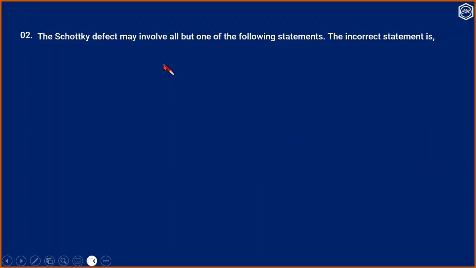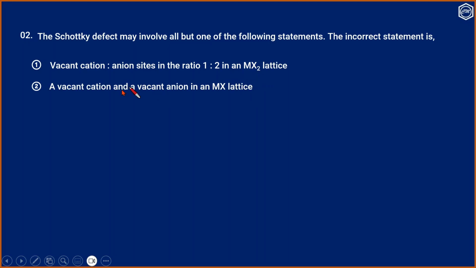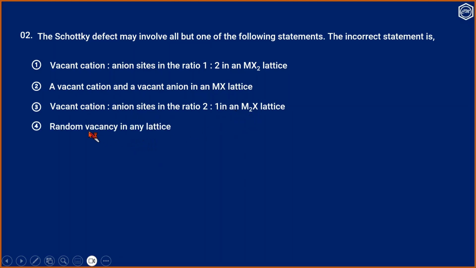Question number 2. The Schottky defect may involve all but one of the following statements. The incorrect statement is: 1. Vacant cation is to anion sites in the ratio 1:2 in an MX2 lattice. 2. A vacant cation and a vacant anion in MX lattice. 3. Vacant cation is to anion site in the ratio 2:1 in an M2X lattice. 4. Random vacancy in any lattice.